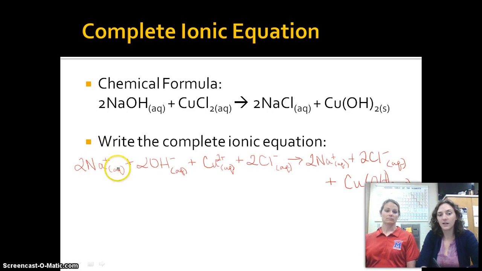They have a coefficient, they have an oxidation number, they have a state, they have a symbol. Looks good to go. This is your complete ionic equation. It is the longest one. Complete means everything. Now keep this all in mind.